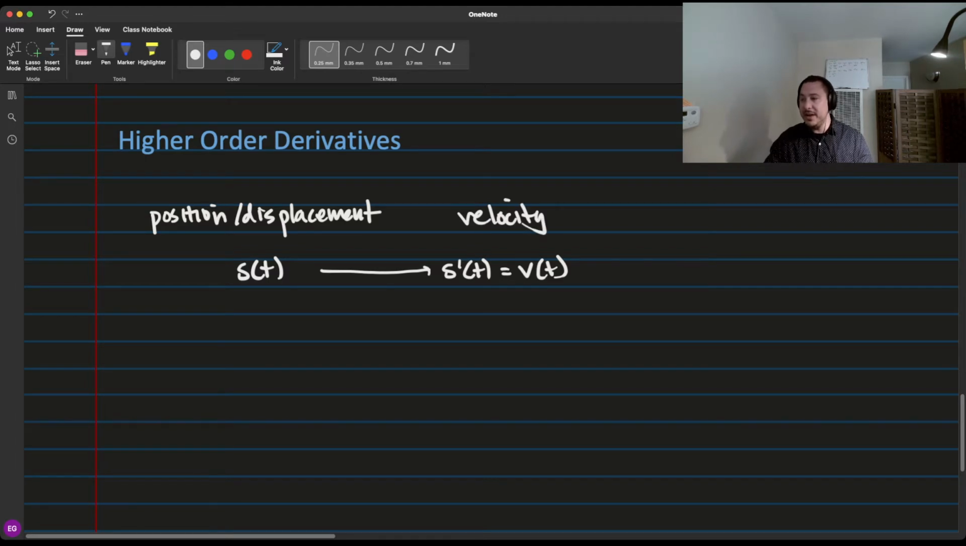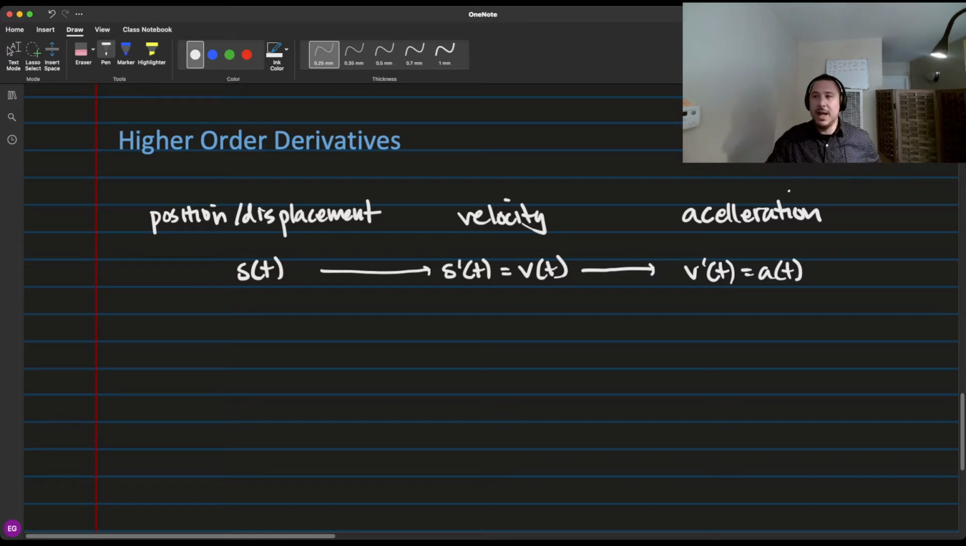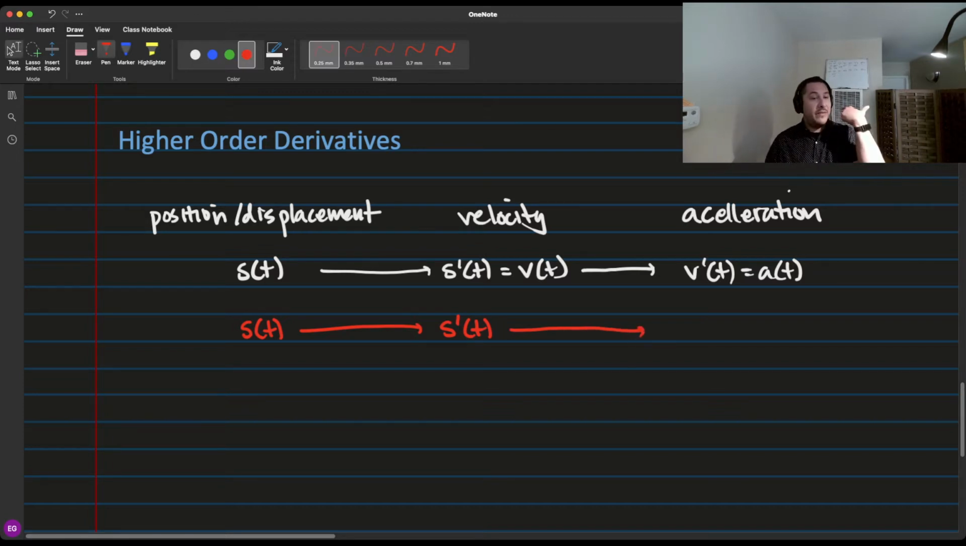Now, if you took the derivative of velocity, what did you get? Acceleration. So you started off with your position function, and you took the derivative of position, and you got velocity. And then we took the derivative again by taking the derivative of velocity. That is called the second derivative. So we started off with position, took its derivative, got velocity, took the derivative again and got acceleration.